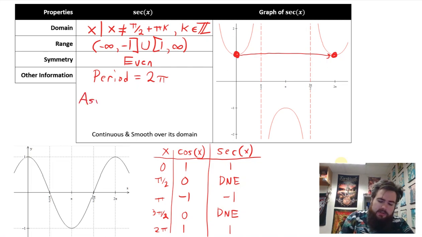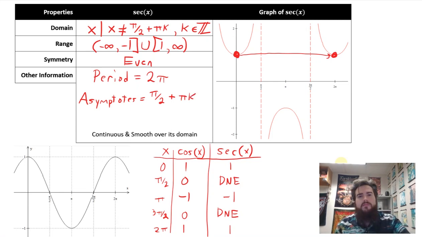And I'm also going to point out that the asymptotes are at pi halves plus pi k. Those are the functions of cosecant and secant graphed on the Cartesian plane and their properties.